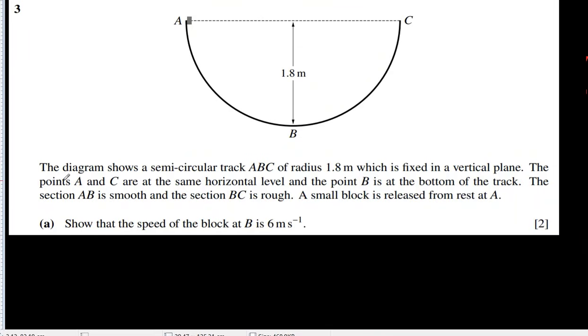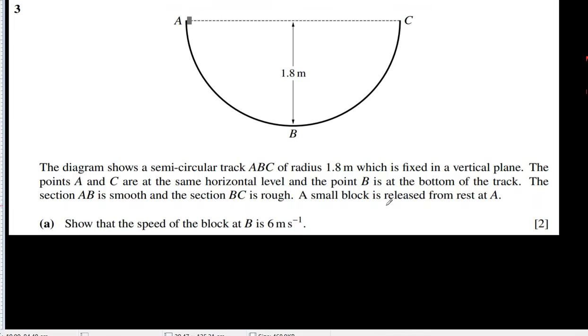Question 3. The diagram shows a semicircular track ABC of radius 1.8 meters which is fixed in a vertical plane. Okay, this is the vertical plane. A and C are at the same level. B is here. The section AB is smooth, that means there is no friction. Section BC is rough. Okay, there's a friction here.